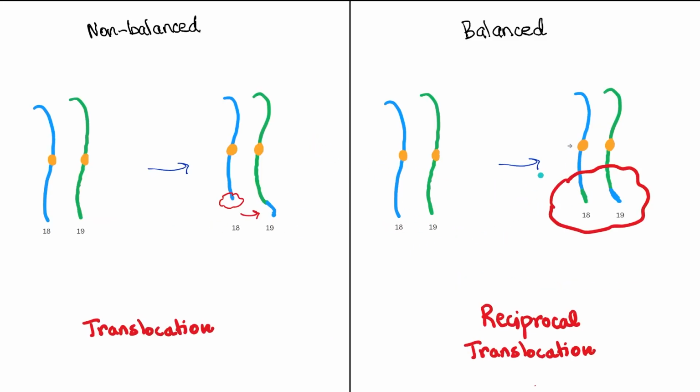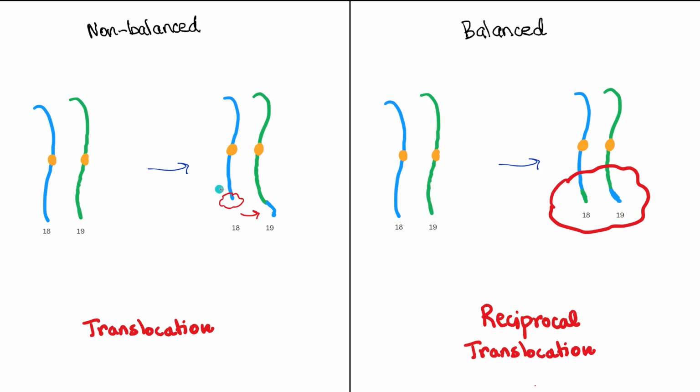Now, for translocation abnormalities, we have two types, and we're going to talk about this in more detail in the next lecture, but I'm going to briefly touch on this topic. So we have two types of translocations. You have balanced translocation and non-balanced translocation. Now, in the case of Paul Ehrlich, he had a non-balanced translocation.